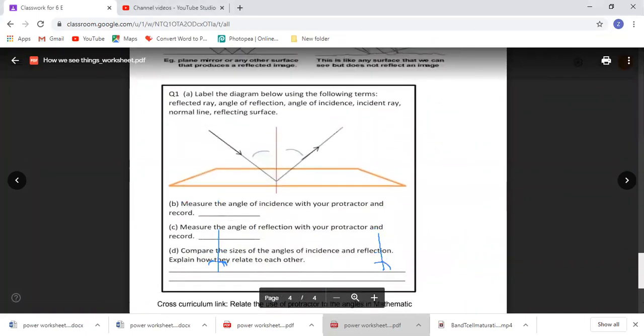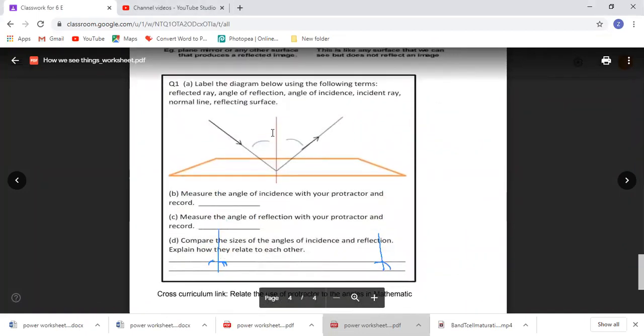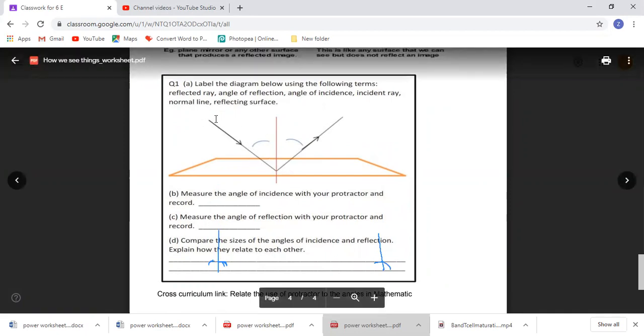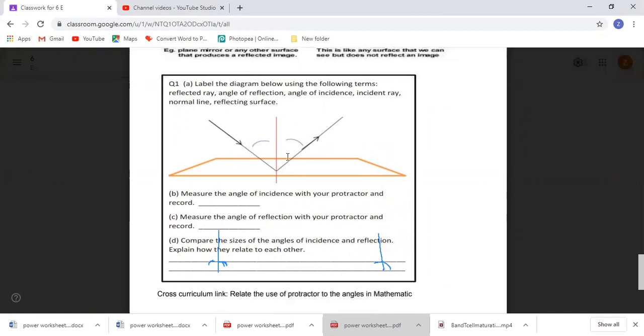Now, this is the last one. Label the diagram below using the following terms: reflected ray, angle. So this one is a reflected ray. This one is a reflected ray. This one is an incident ray. This is the angle of incidence. This is the angle of reflection. This is the normal line.